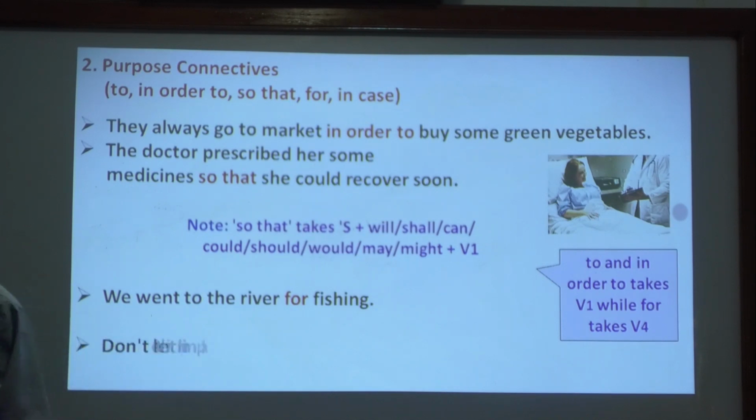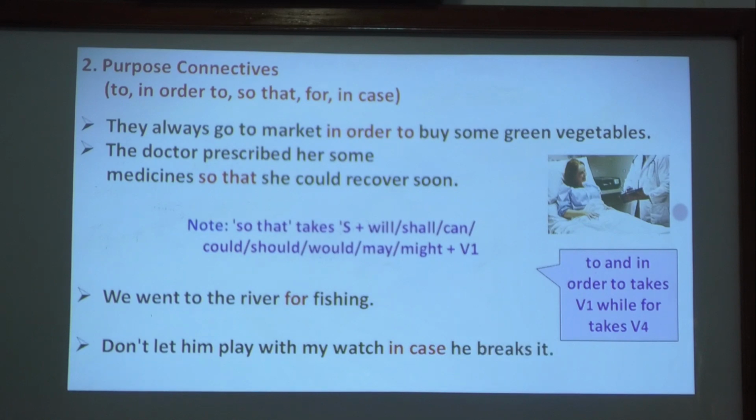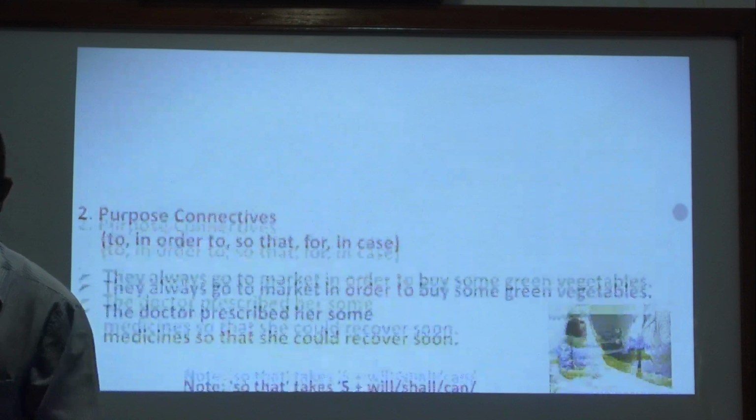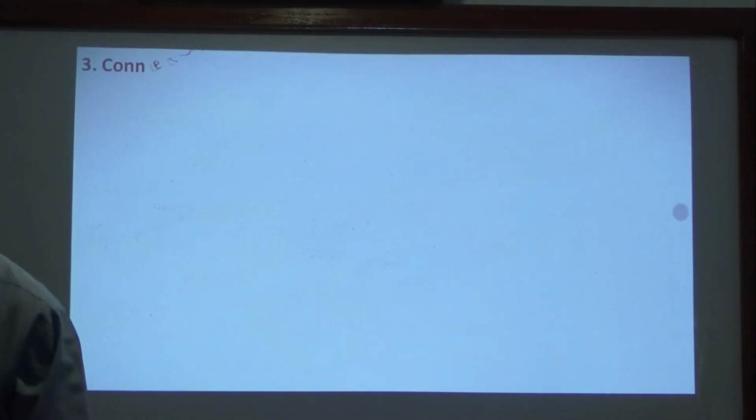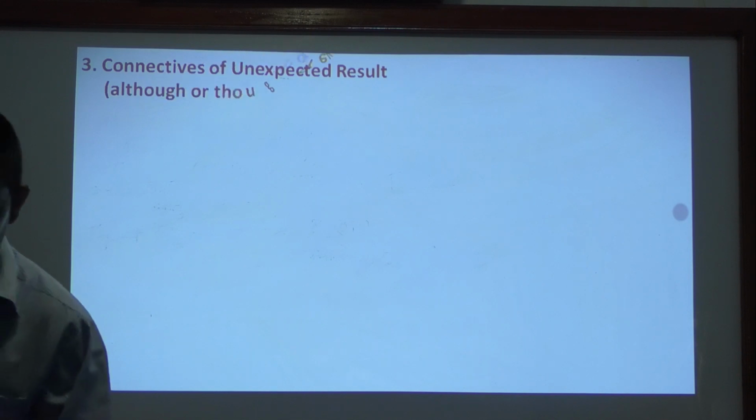Now another example: don't let him play with my watch in case he breaks it. So here is also a purpose. Why not let the boy play with the watch? Because it can be broken. Okay. And now another rule you have to follow while doing this activity.